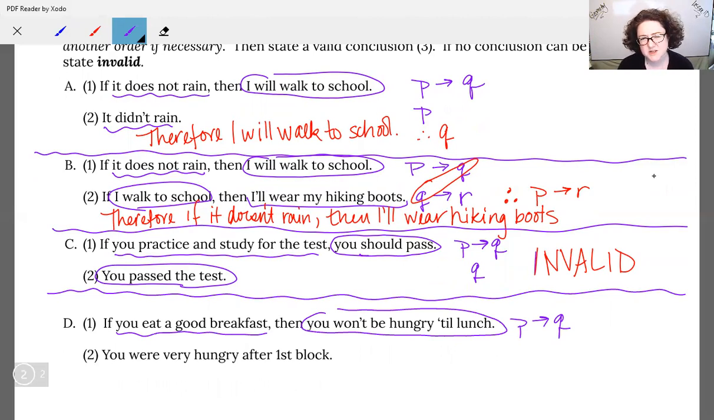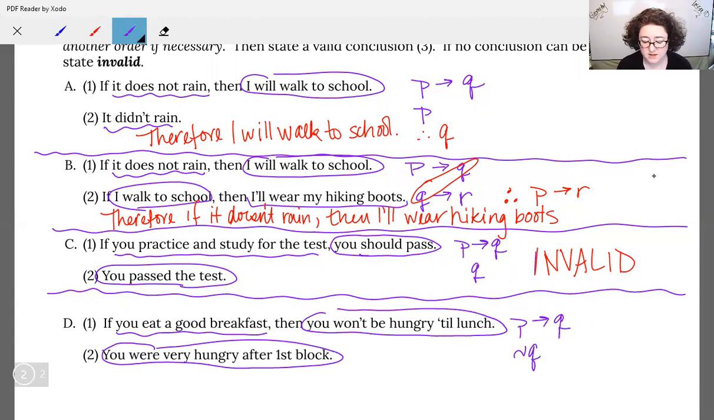Okay, you were very hungry after first block. So it's introducing that idea of first block, but think about how it relates to the previous statements. Originally our Q statement was, you won't be hungry till lunch, but then you were really hungry after first block, and you don't get a break for lunch until in between second and third, or if you're in person, third block. So that's definitely the opposite idea of what they put in that first sentence. So I would call that the negation of that idea. I would call that a not Q.